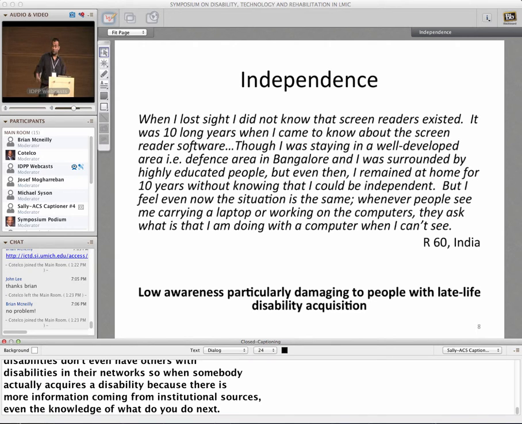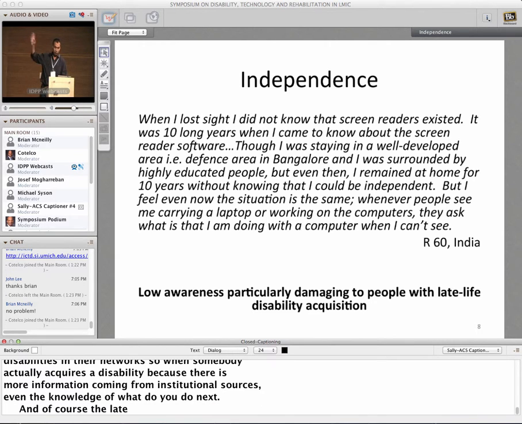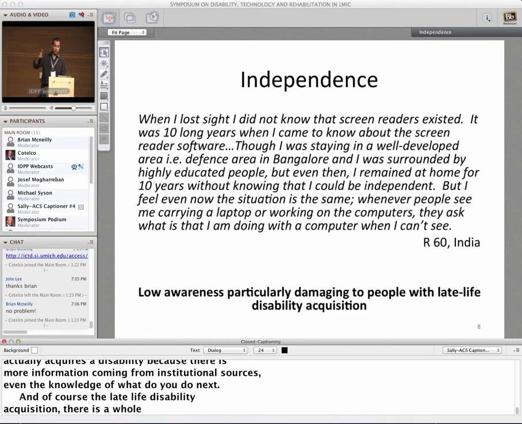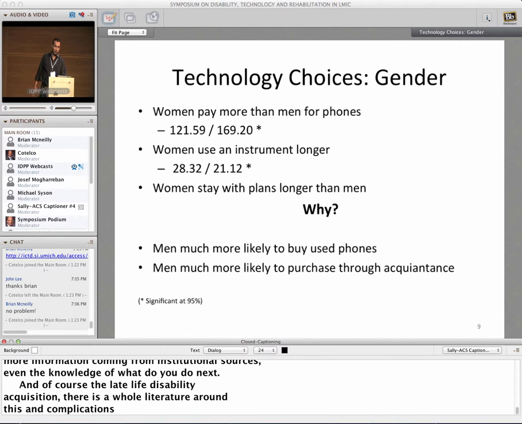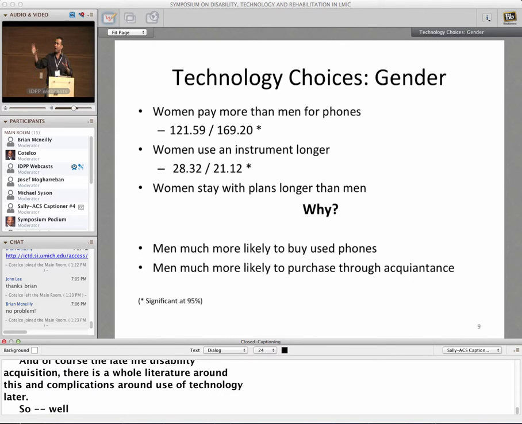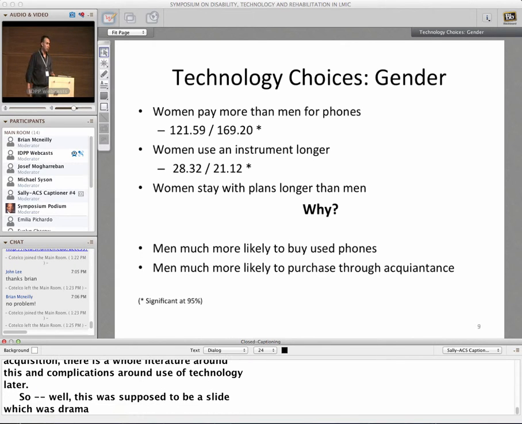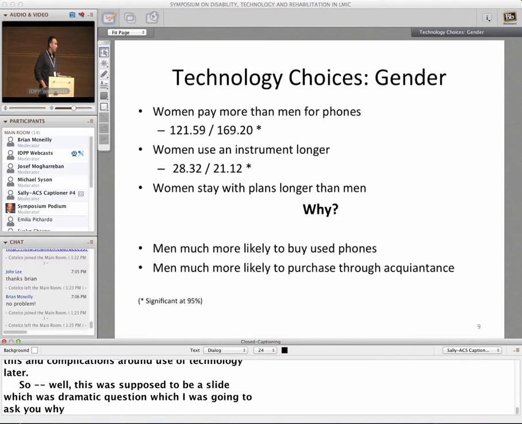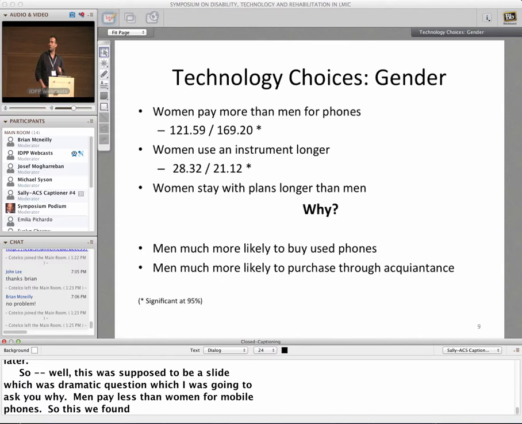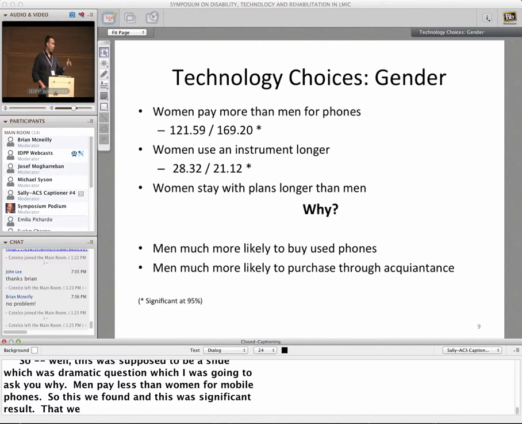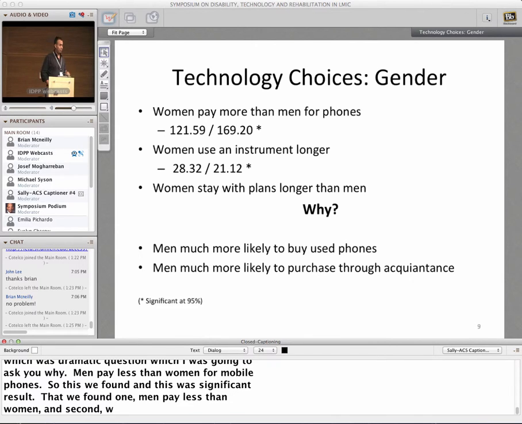And of course, with late life disability acquisition, there's a whole literature around this and complications around use of technology later. So, this was supposed to be a slide with a dramatic question which I was going to ask you: why do men pay less than women for mobile phones? This we found, and this was a significant result: one, men pay less than women, and second, women use a typical device longer than men.